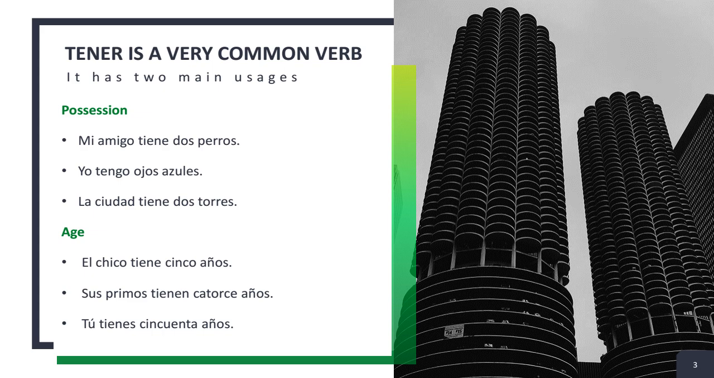So we have el chico tiene 5 años. The boy has 5 years. Sus primos tienen 14 años. Your cousins have 14 years. Or tú tienes 50 años. You have 50 years. When we translate it to English, then we could still say the boy is 5 years old, right? We don't want to say the boy has 5 years in English because that will sound strange. But in Spanish, they really are saying to have and not to be.